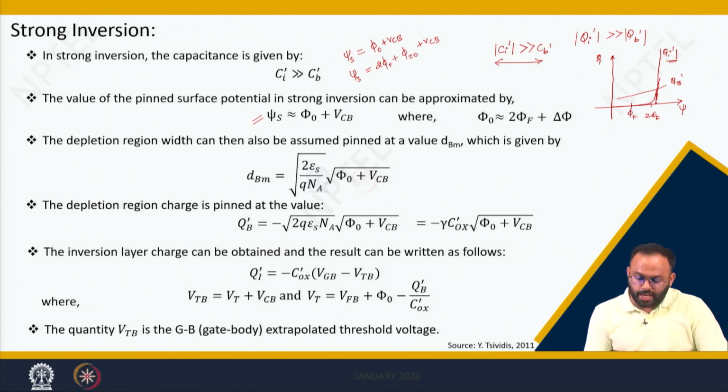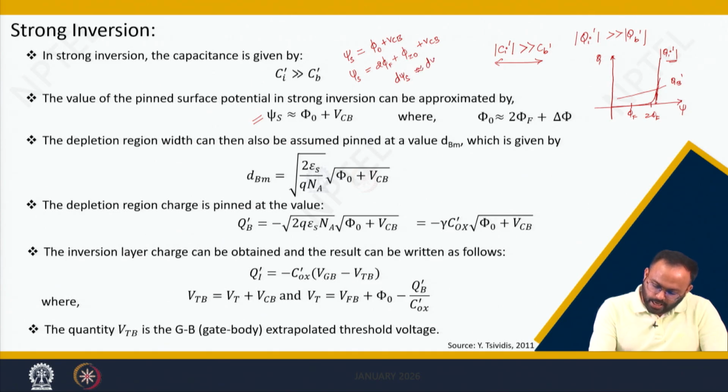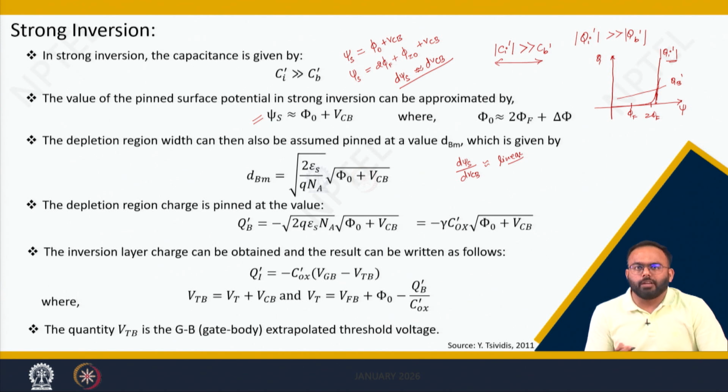If you take the change in the surface potential with a change in Vcb in strong inversion, then what we'll get is that the change in the surface potential is almost the same as the change in Vcb, or you can say delta psi s by delta Vcb plot is almost linear. This holds good when you are in strong inversion. We will see this aspect. So in strong inversion, what will happen to the depletion region? The depletion region gets its maximum depth.